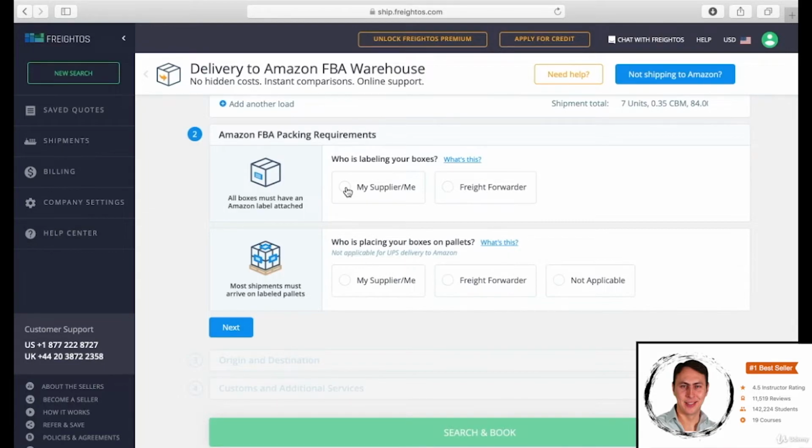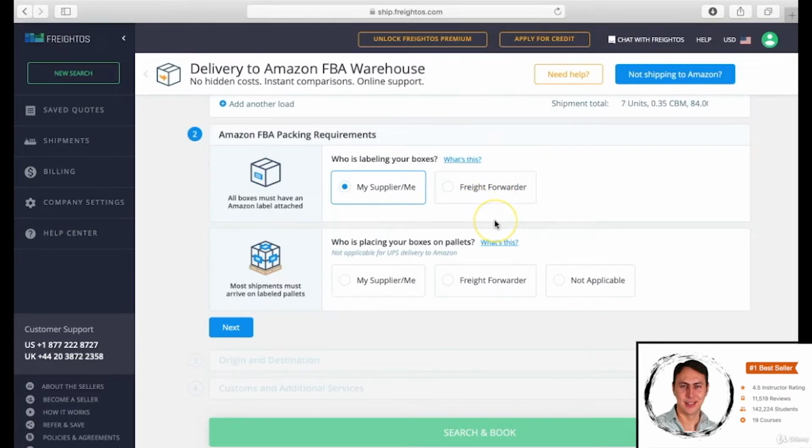Amazon provides you 2 kinds of labels. One of them is for attaching to the products, another one is for attaching to boxes. In this way, they are able to understand that these boxes and products belong to us by checking the labels on the boxes and products. Therefore, we are choosing who will do the labeling process here. We are marking that our supplier will do it. You can choose the freight forwarders for this process, however they might ask for some money for that.